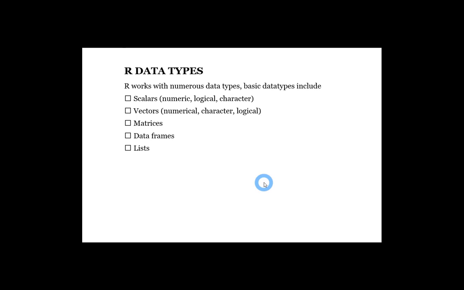Now there are many data types in R, and some of them are scalars, vectors, matrices, data frames, and lists, and we will cover each and every one of them in detail. Now scalars, as well as vectors, can be of three further basic data types. Those three basic data types are numeric, logical, and character. Now let's see what we mean by these three data types.